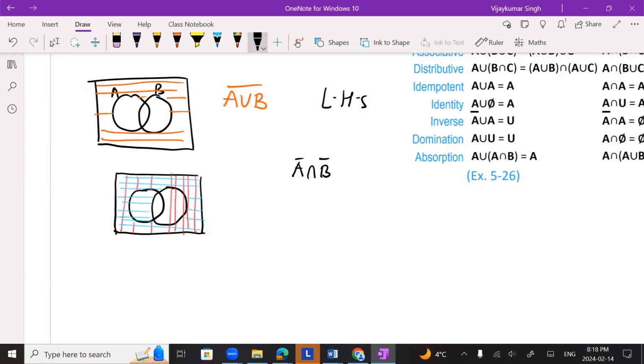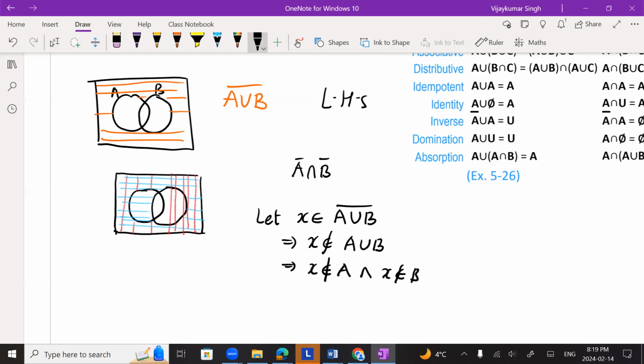Let's try to prove it from the logic perspective. Let X belong to the complement of A union B. This would mean what? X does not belong to A union B. This means X does not belong to A. Now note, generally we would have OR, but here we would say X does not belong to A and X does not belong to B. This would mean what? X does not belong to A.